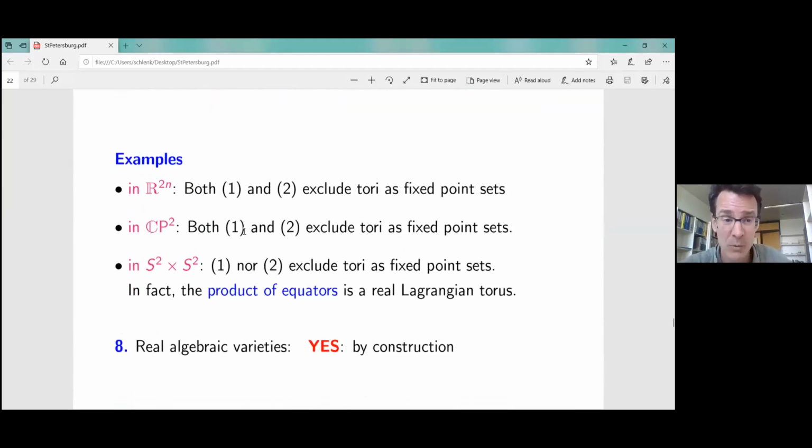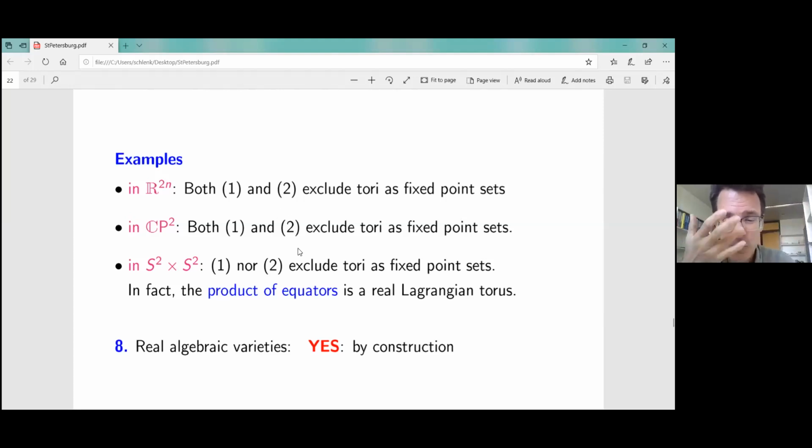For instance, I just do some examples. When you take R^2n, of course, both inequalities exclude tori. When you go to CP^2, both of them exclude tori, because in CP^2 the Euler characteristic is, well, it's probably 3, but it's odd and tori are even, and also the other one fails. But in S^2 cross S^2, neither 1 nor 2 works, and the reason is that you have tori, products of equators, right? They are real Lagrangian tori. You have these two spheres, you take the two equators, you flip on both sides, of course they are real, right?